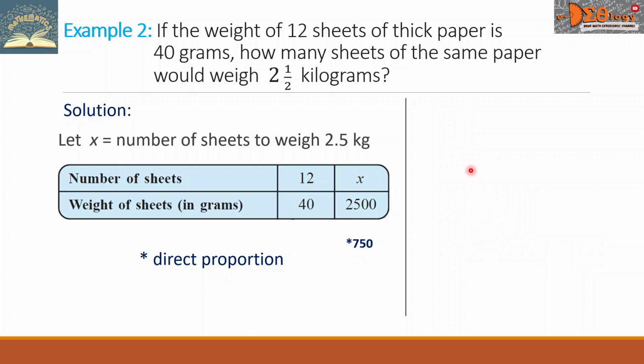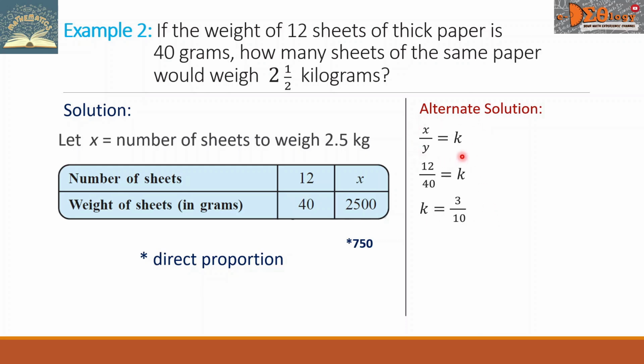Let us show an alternative solution. Remember that this is our first formula for direct proportion: x over y equals k. In this case, we're going to solve for the value of k. We substitute the given values for x and y. So we have 12 over 40 equals k. When we simplify this fraction, we will get the value of k as 3 over 10. So we have this k value.